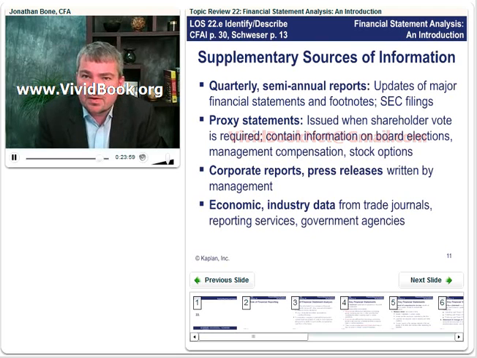Of course, we can look at corporate reports and press releases that are written by the management themselves. And then, of course, finally, economic and industry data, whether it's trade journals, whether it's newspapers like the Financial Times or the Wall Street Journal, or, of course, government agencies themselves as well.